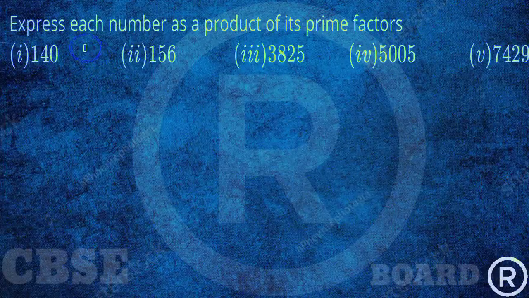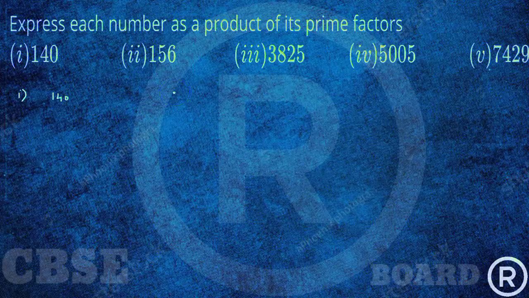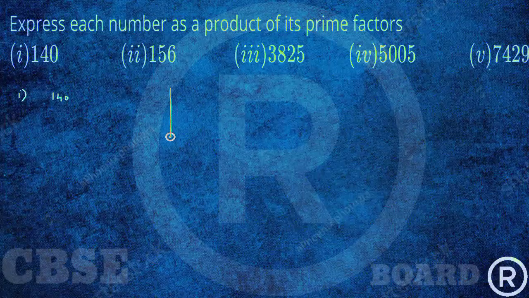of the given numbers. So it says express each number as a product of its prime factors, and we are given the 5 parts here. So let us start our answer with the first part, that is 140. Let us do the prime factorization of 140.